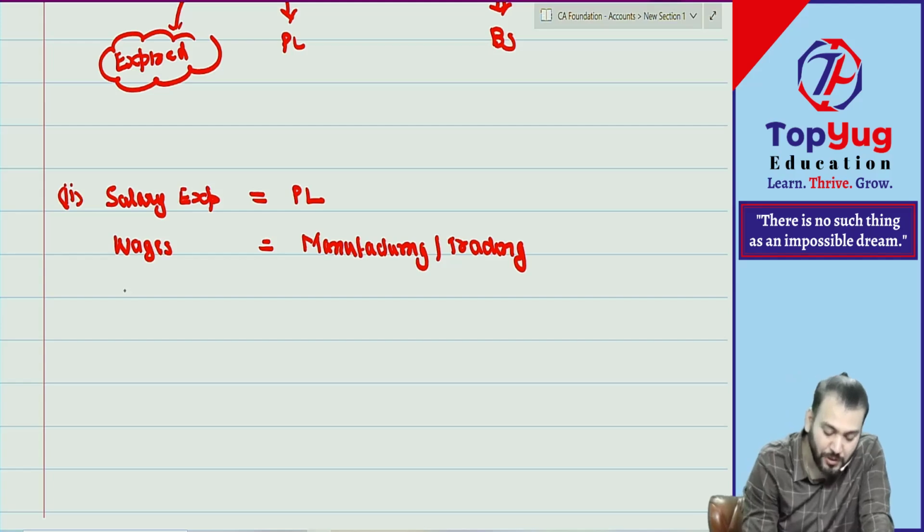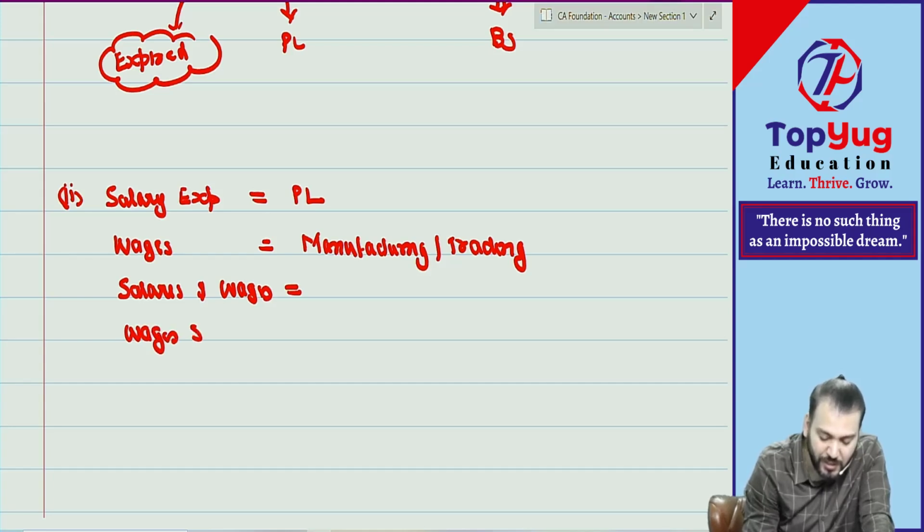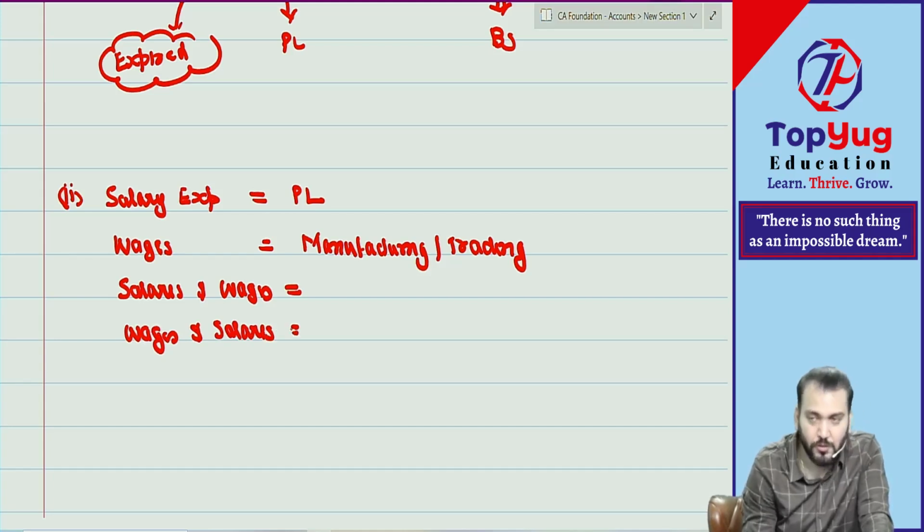Now sometimes they give a salaries and wages account, and sometimes they give a wages and salaries account. So then there is confusion. So half will go to what?